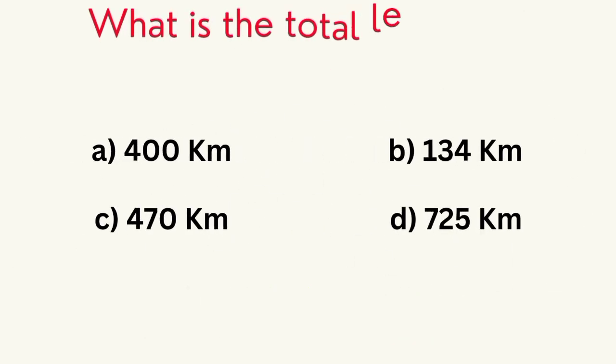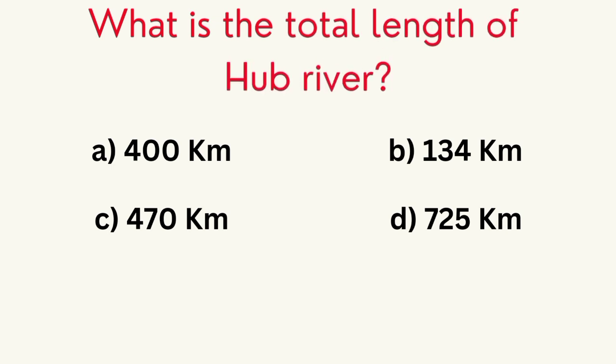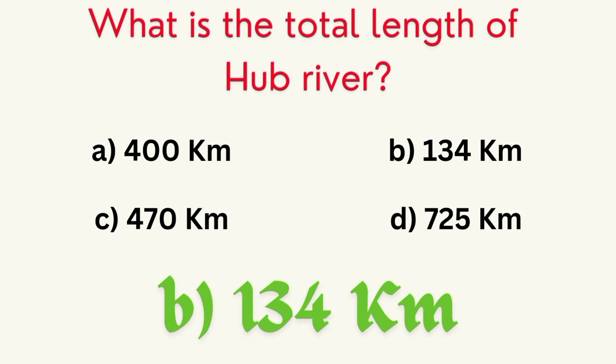What is the total length of Hub River? A. 400 kilometers. B. 134 kilometers. C. 470 kilometers. D. 725 kilometers. Answer, B. 134 kilometers in Sindh.